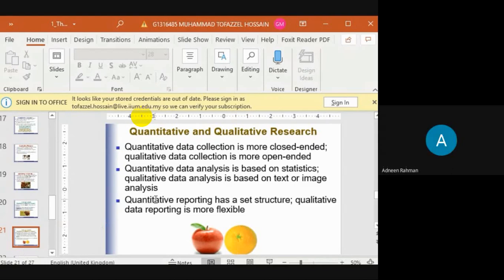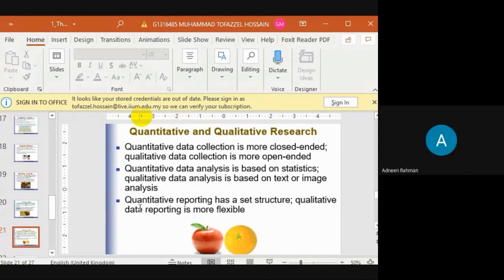Quantitative data analysis is based on statistics. Qualitative data analysis is based on text or image analysis. So quantitative is based on data and statistics, like percentage, mean, mode, frequency, this type of statistics. But qualitative is based on text or images.